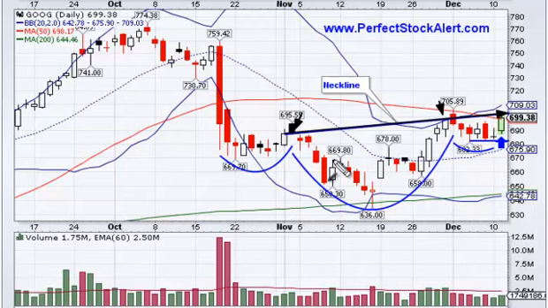Confirmation of this chart pattern will be when we close above the neckline here. We're up to it now. We haven't closed above it yet, so you can wait for that buy opportunity or just buy now as I've marked the chart.